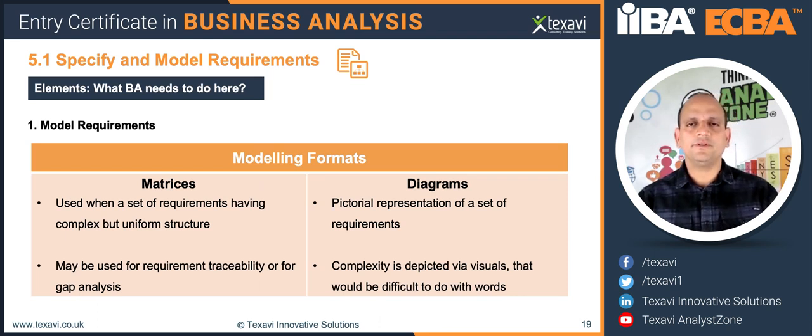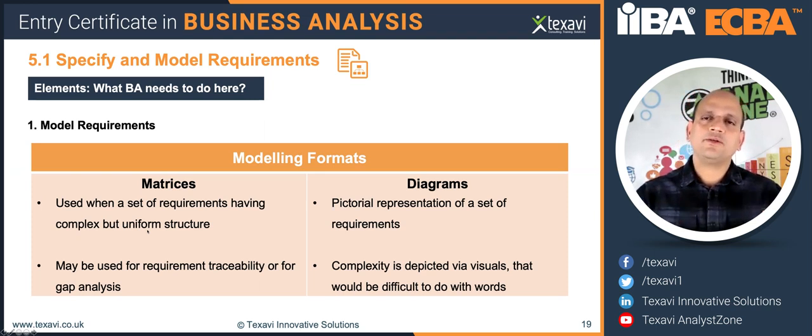Some people prefer to use matrix kind of a representation, charts, graphs, pictures, videos, whatever you would like to use. It's your comfort level, it's your convenience, and what you're expecting to get out of that. So for example, matrix and the tables and the grids and all those charts and graphs, they're used when a set of requirements having complex but uniform structure, because it's complex, but you're trying to have some kind of uniformity. There's a structure, there's a method to the madness.